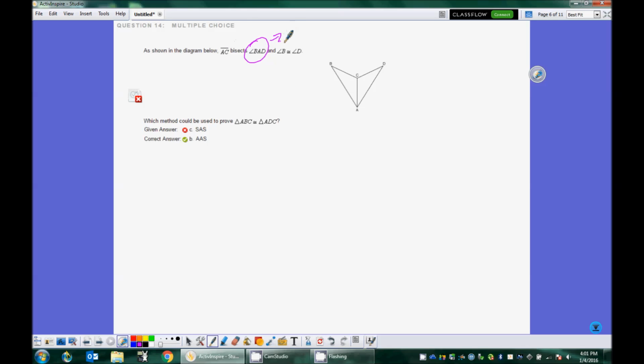So for question 4, it said AC bisects this angle. That means I've got 2 congruent angles. So BAD here is being cut in half. It also tells us that angle B is congruent to angle D. And since these 2 triangles share a side, I'm going to go ahead and mark that as congruent. So now I've got 2 pairs of angles, and the side is not marked in between those. If the side was in between the 2 angles, I'd be looking at something like CB and the side DA. So my S is not in between the 2 angles, that's why it's angle, angle, side.